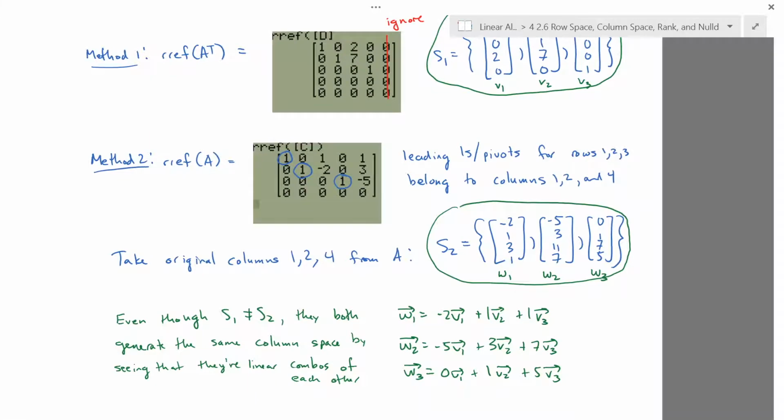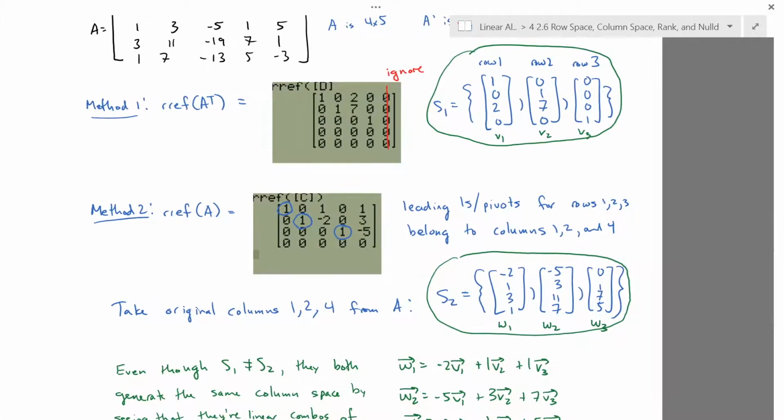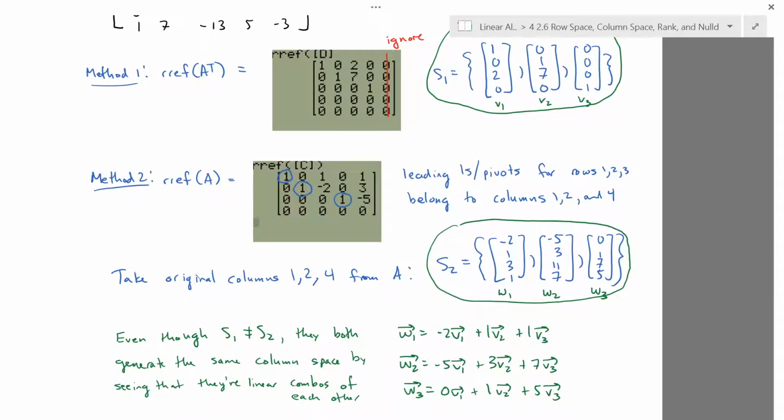Okay, so again, they're different bases, but it's okay. A vector space can have different bases. So both methods will produce a basis for the column space.